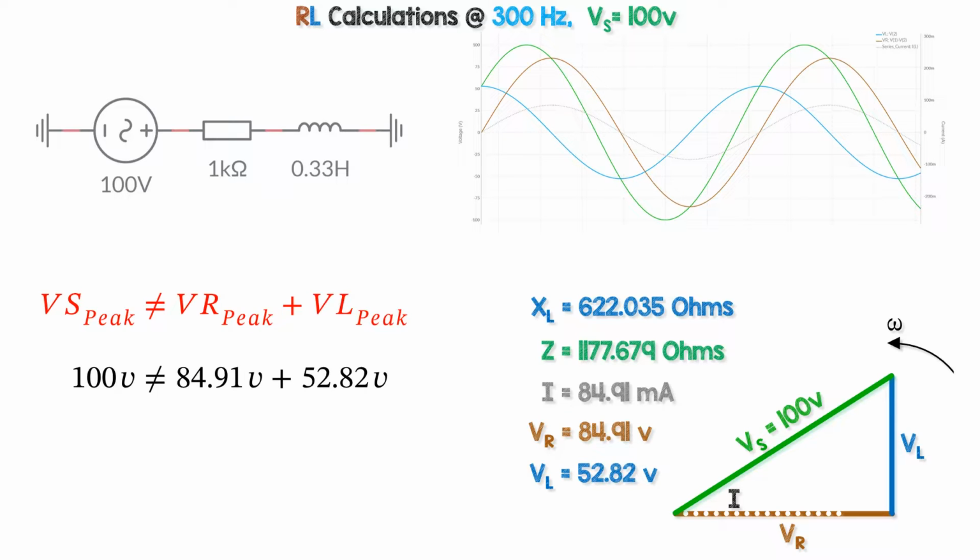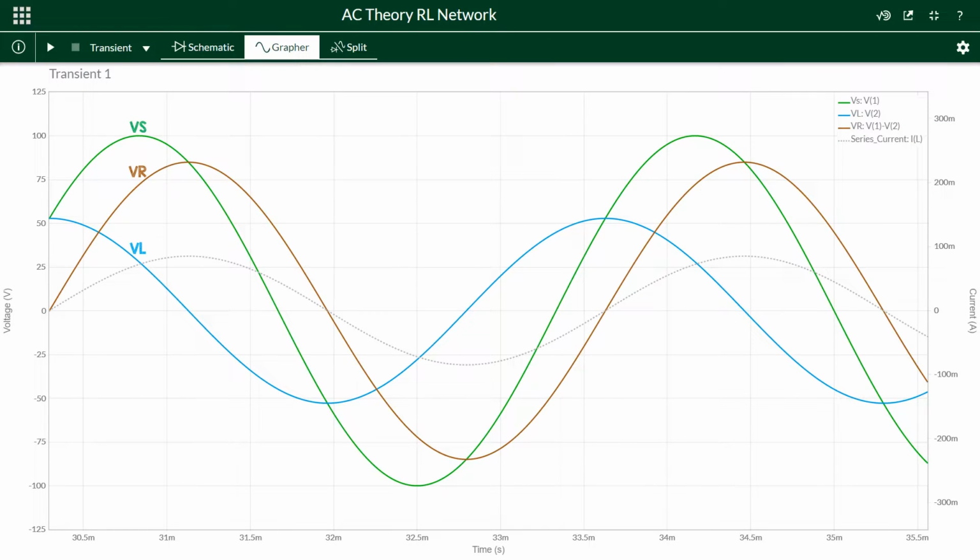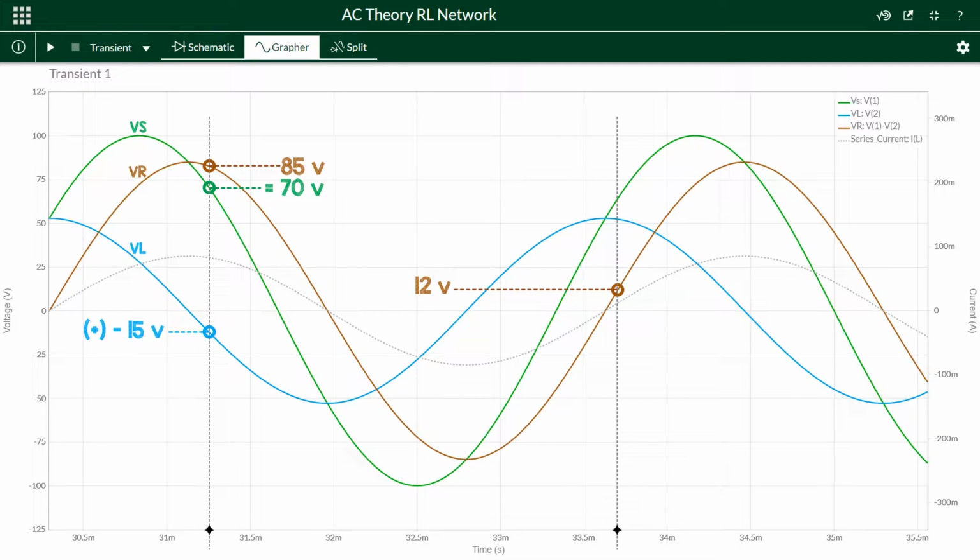Remember, the supply voltage amplitude or peak value is not equal to the sum of the resistor peak voltage and the inductor peak voltage because the peaks occur at different times. The resistor and inductor voltages at any instant in time, though, do add up to the supply voltage at that time. This means the y-axis components of VR and VL do add up to the y-axis component of VS at all times. And remember, sine waves spend very little time at their peak values as they're constantly changing.